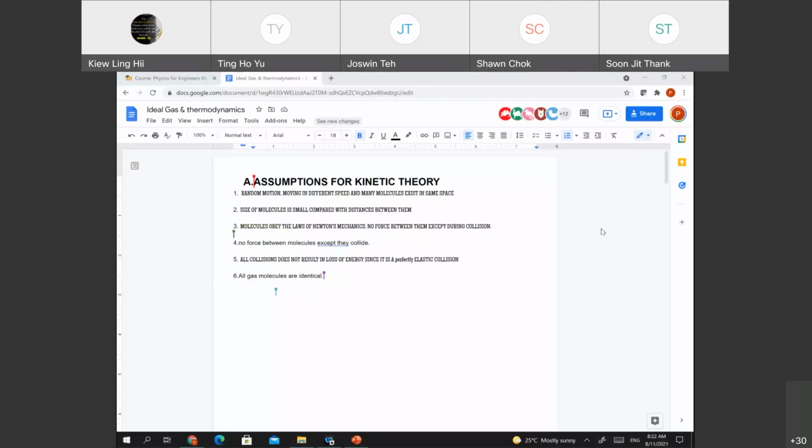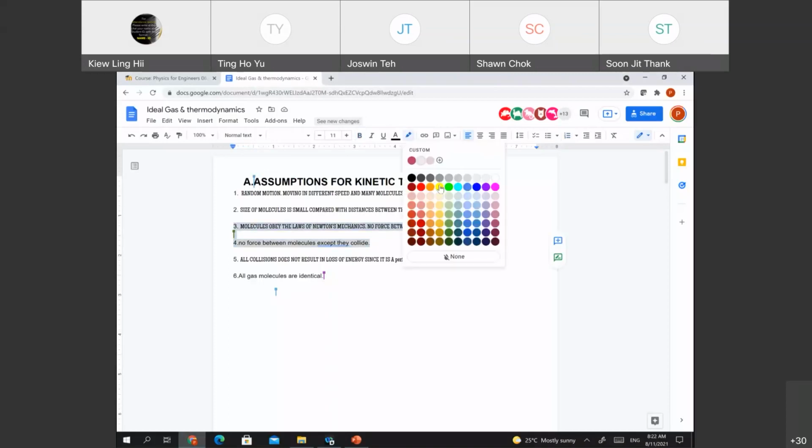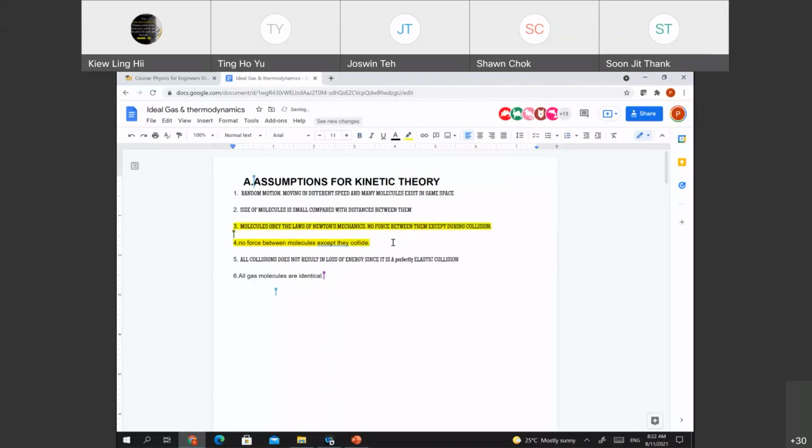Yes. So the assumptions for kinetic theory: random motion, very good. So moving in random motion, different speed and different direction. The size is very small compared to the distance between them, correct? The molecules obey the laws of Newton's mechanics, meaning no force between them except during collision. Okay, 3 and 4 are the same. So I highlight these two, meaning they are the same. No forces between them except they collide.